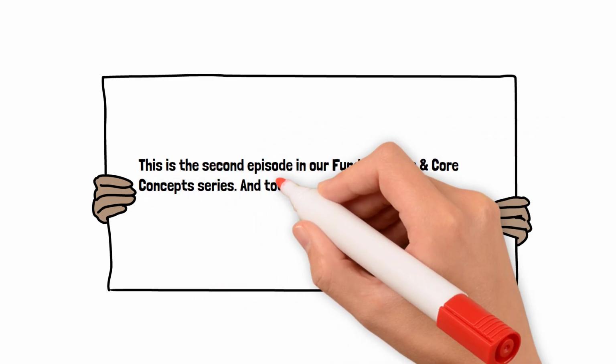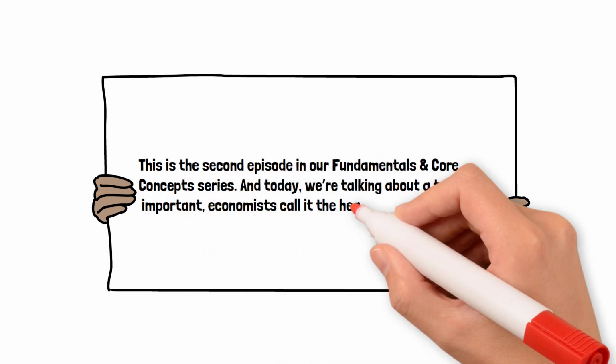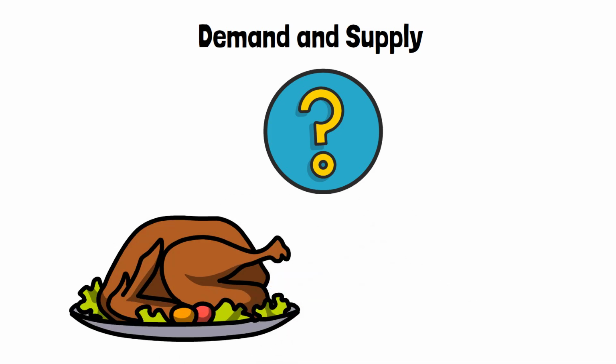And today, we're talking about a topic so important, economists call it the heartbeat of markets: demand and supply. How they work, why they matter, and how they control everything from food prices to real estate.